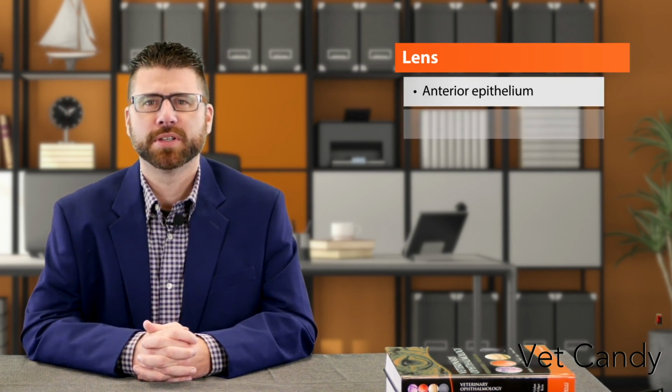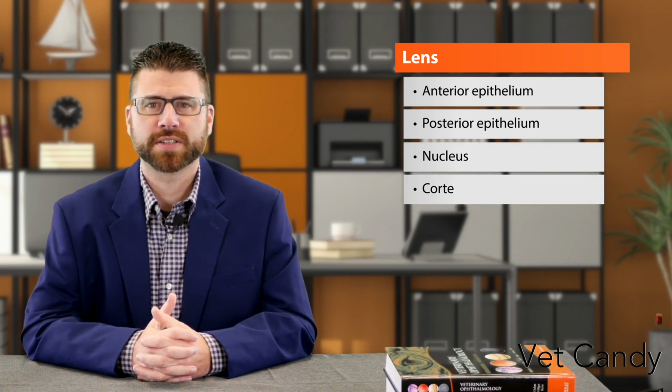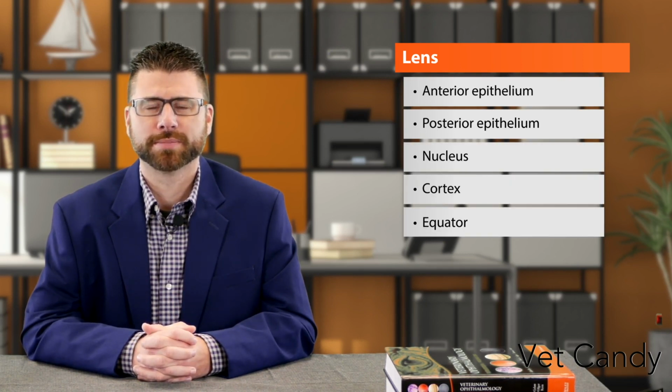So obviously this is a drawing or cartoon representation of gross anatomy of the eye. And again, with this module, we're going to be focusing on the lens. So as it relates to the lens regarding anatomy, we're going to be discussing the anterior epithelium, the posterior epithelium, the nucleus, the cortex of the lens, as well as the equator.